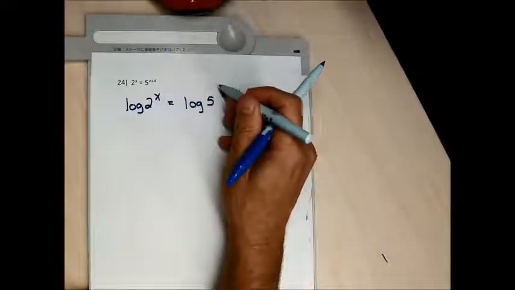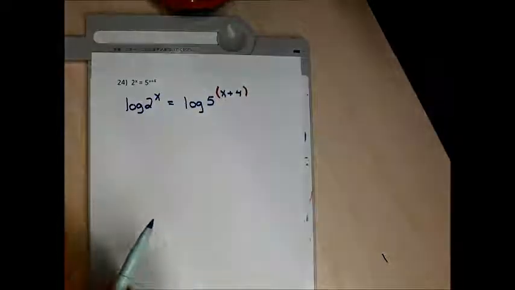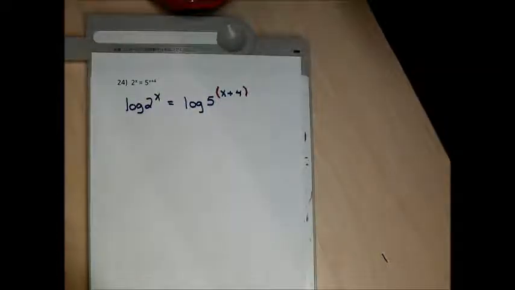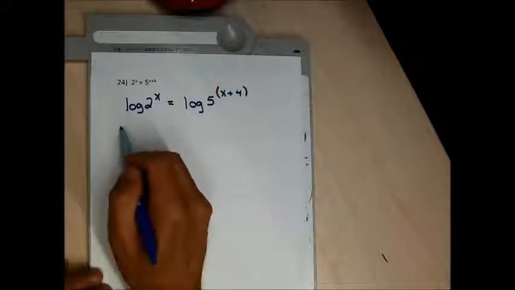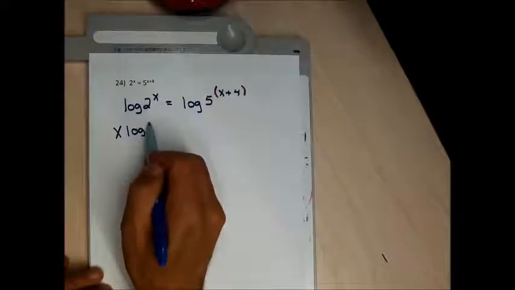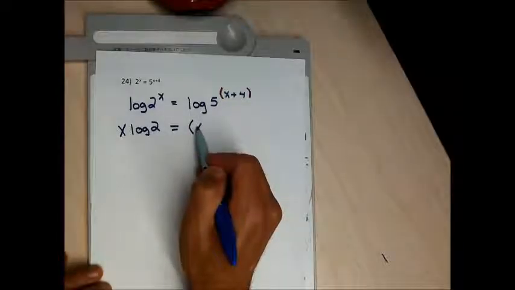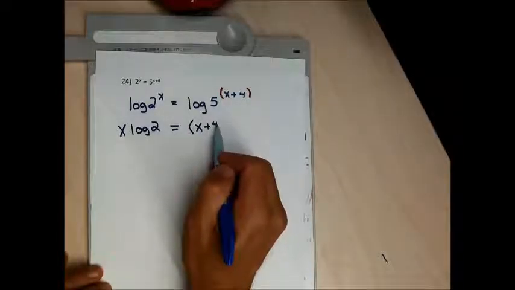When there's an exponent, you don't generally put an exponent in a parentheses. The exponent kind of works like a parentheses. On the right-hand side, when I go to rewrite it, I have to think of the exponent as if it was in a parentheses. So after I take the logarithm of both sides, just like I did for 23, I'm going to take the exponents and drag them out in front of the logarithms. So I get x times the log of 2 equals, in a parentheses, x plus 4 times the log of 5.